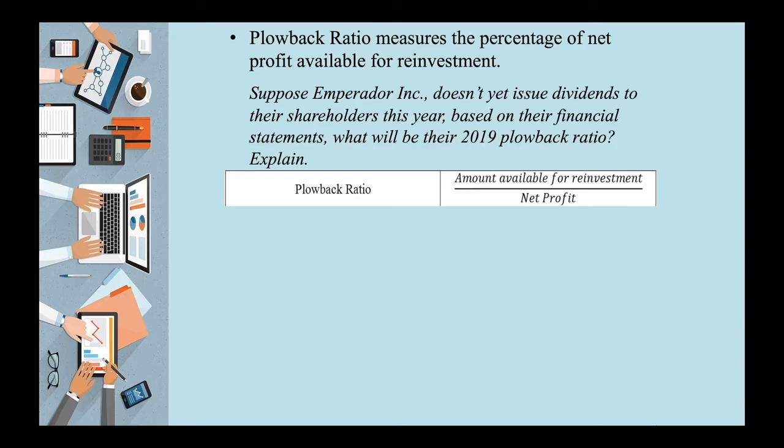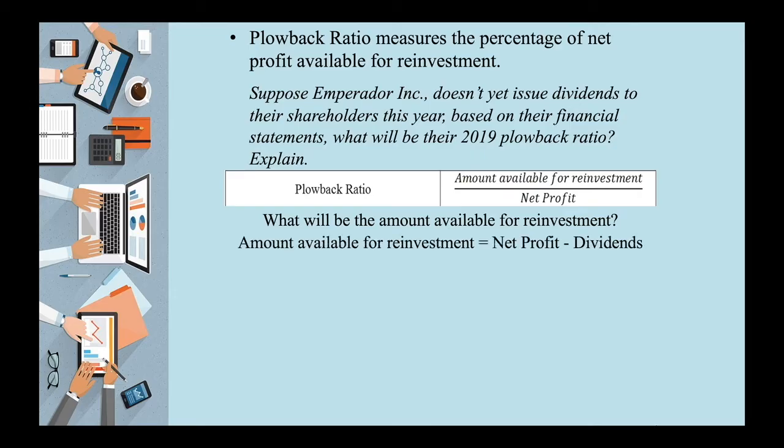So, flowback ratio is the amount available for reinvestment over the net profit. Let's have our example computation. Let's go now to our financial statements. We don't have any amount available for reinvestment in our financial statements. What will be the amount we will use now since there is none? The amount available for reinvestment is the net profit minus dividends.